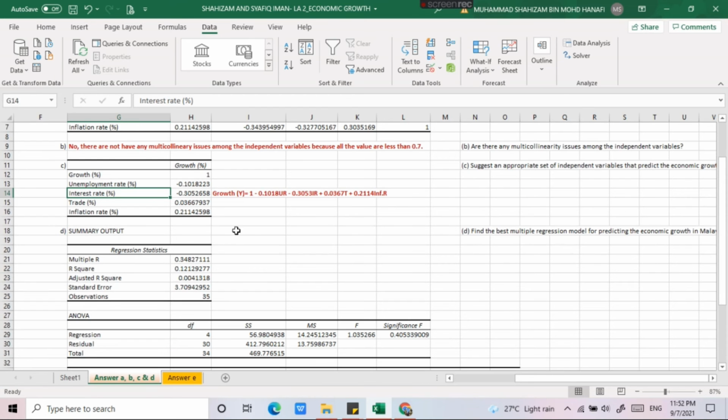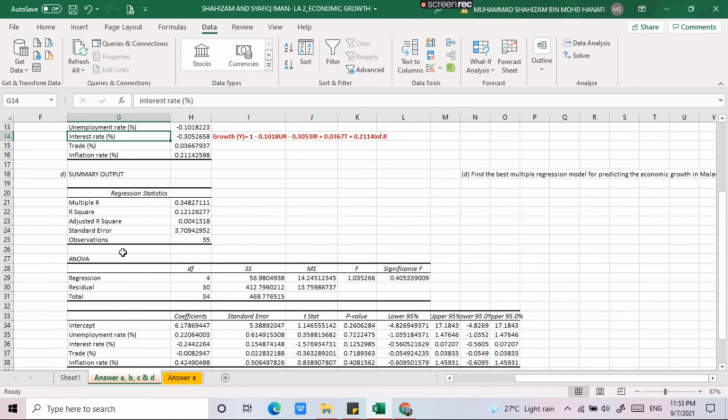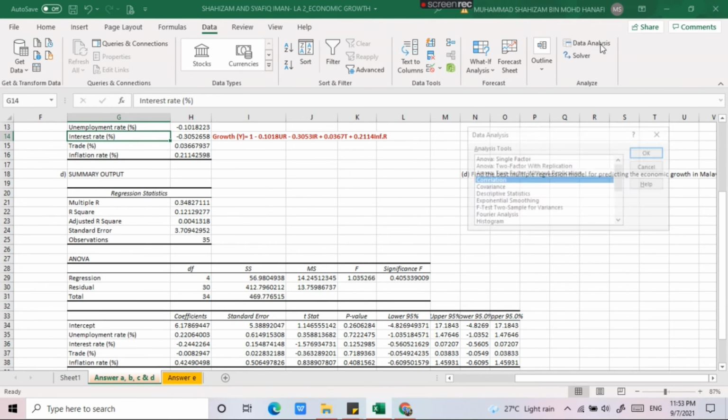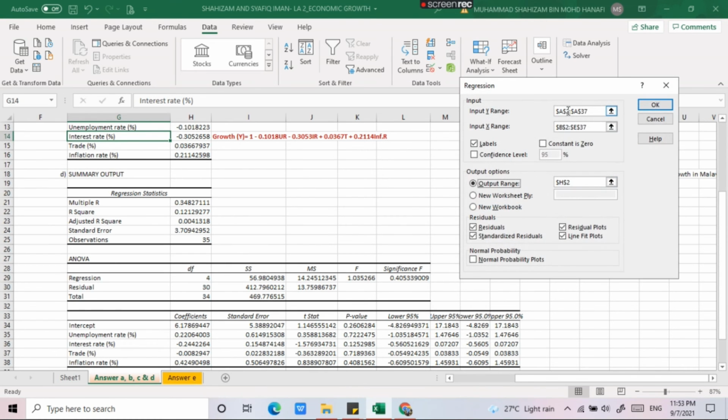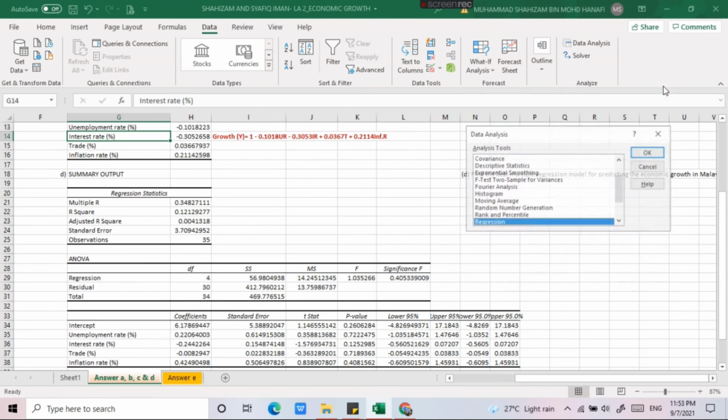Okay, for the next question, question D. Find the best multiple regression model for predicting the economic growth in Malaysia. So this is the table of data that I get using this data analysis, and then I choose the regression. And then I put the range, input Y range, which is the growth, and then input X range from the unemployment rate until inflation rate.